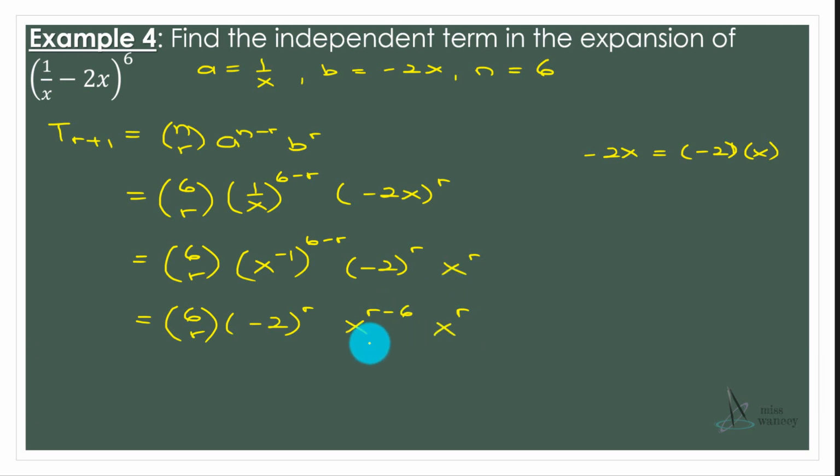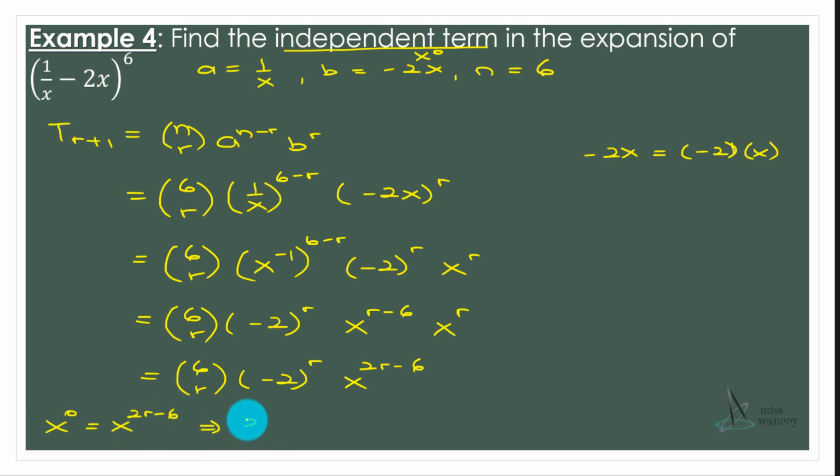Okay, so I got 2 x terms over here with multiplication, so that means I should add the indices. So this is 6Cr, negative 2 to the power of r, x to the power of 2r minus 6. I want to find the independent term, so that means x should be to the power of 0. So we should compare x to the power of 2r minus 6 with x to the power of 0. You should be able to see that 2r minus 6 is simply equal to 0, so r is equal to 3.